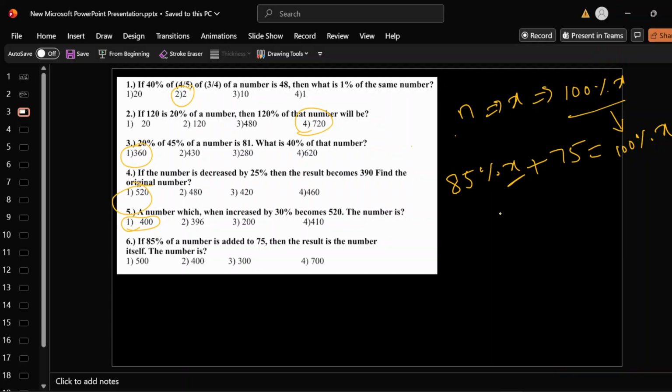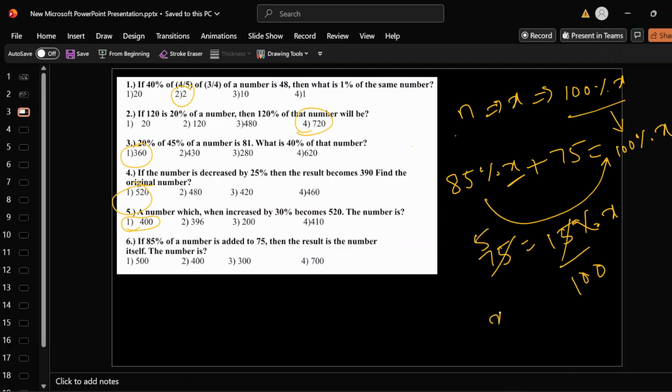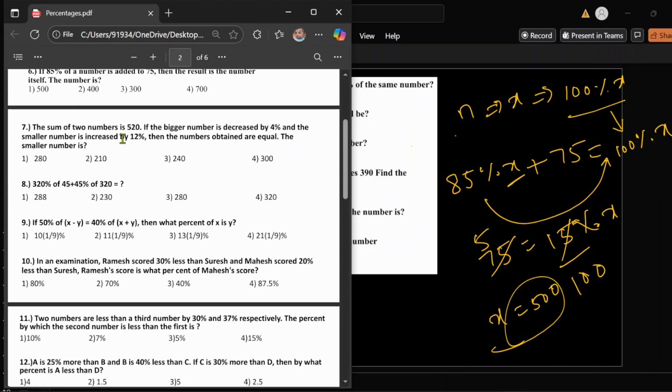So if we do the calculation, move 85 to the right side. 75 equals 100 minus 85. How much? 15%. 75 equals 15% of x. If we calculate, 15 by 100, percent means by 100. 15 ones are 15, 15 fives are 75. x equals 500. For the sixth question, the answer is 500. And coming to the next question.